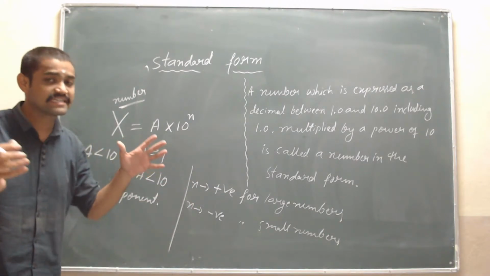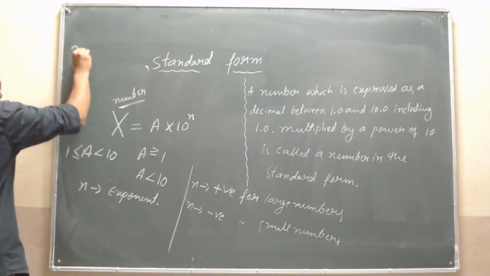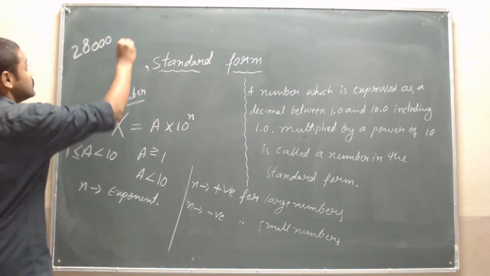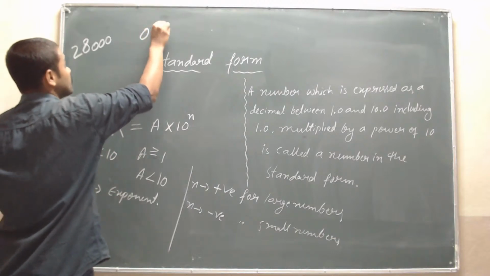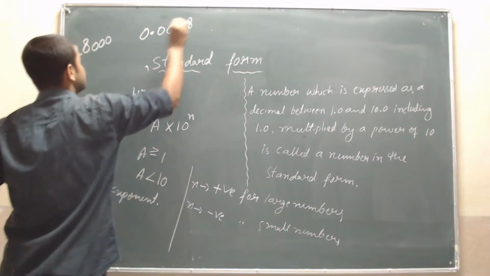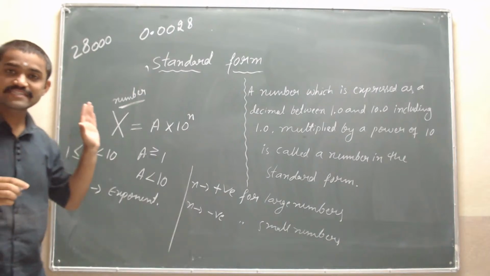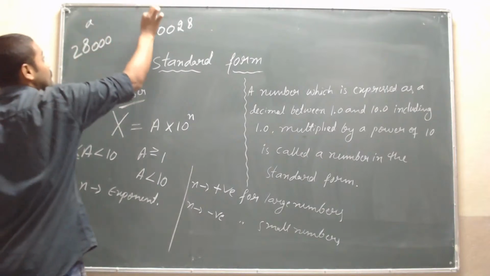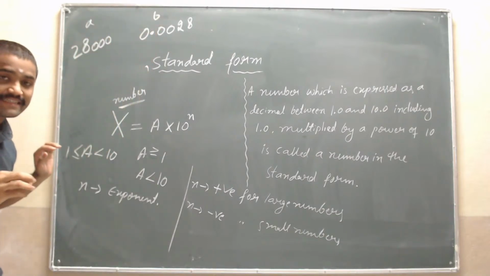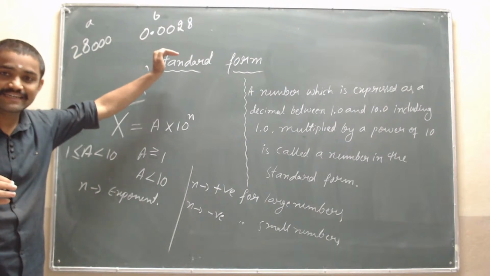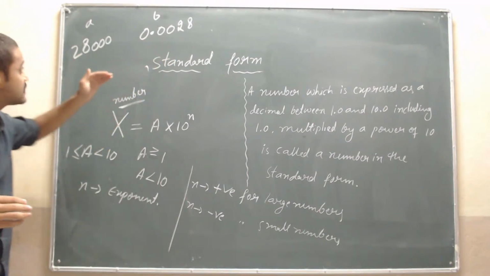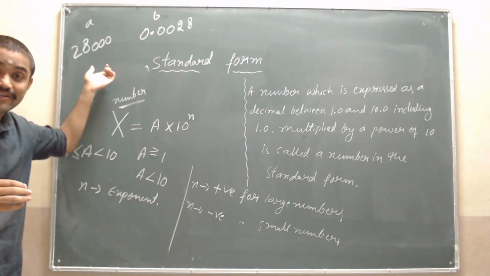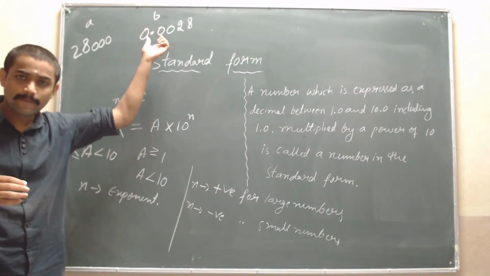What are the large numbers and small numbers? See here, 28,000 and here we have 0.0028. Which is the large number, students, here? Whether A or B? Tell me that. Yes, 28,000 is the large number, that is A is the large number. Very good. And B is the small number.